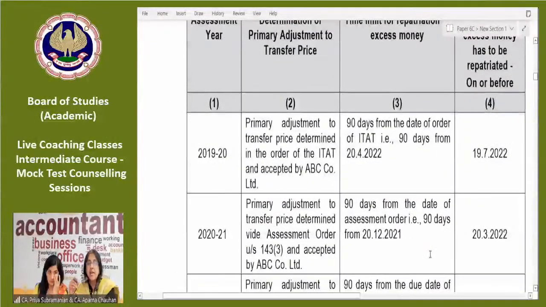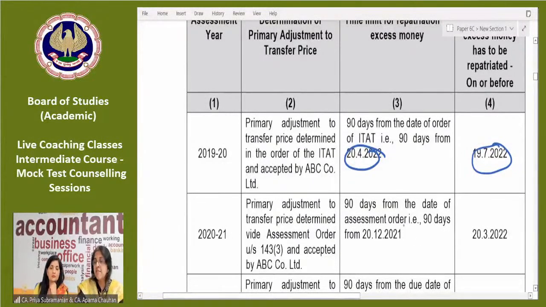In this case, for 1920, it is 90 days from the date of order of ITAT. That is 90 days from 24/2022. From this, you have to compute 90 days, which comes to 19/7/2022. And in 2021, it is 90 days from the date of the assessment order. At this stage itself, the assessee has accepted it. So it's 90 days from 2012/2021. So it's 23/2022.